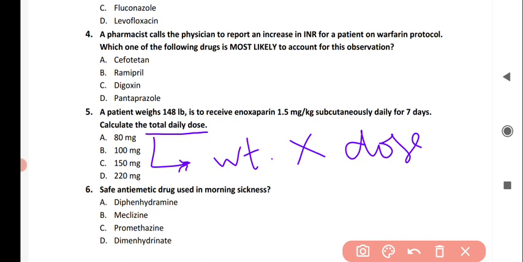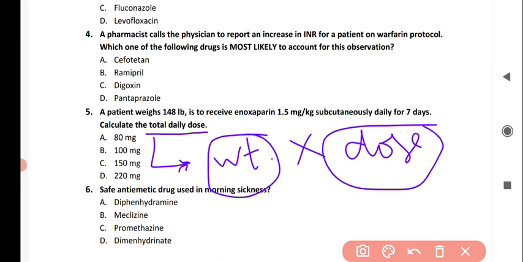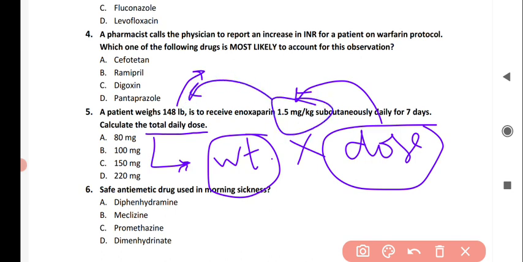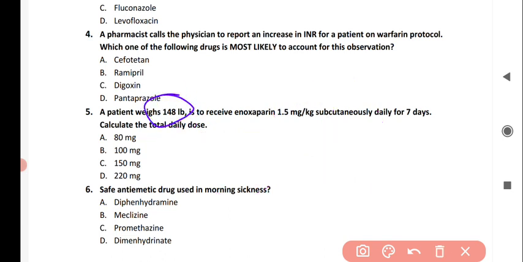So simply we will use the formula here. Here we have the weight of the patient and we have the dose given. The weight is given in lb, that is in pounds, but the dose is given in mg per kg. So either we have to change this unit to that, or we have to change lb to kg. It is easy to convert the weight from pound to kg.